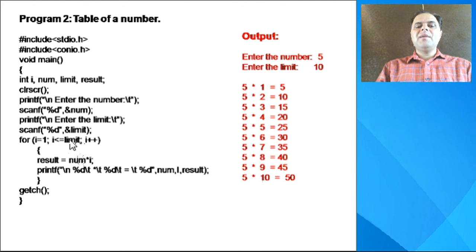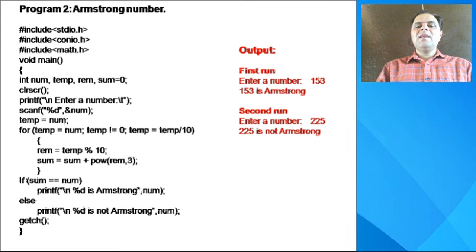Then i becomes 11, this condition fails because 11 is not less than equal to 10, it will go out of this loop. So this is the output of our program where we have to generate the table of a number. I have generated the table of 5 here. Let's take another program.